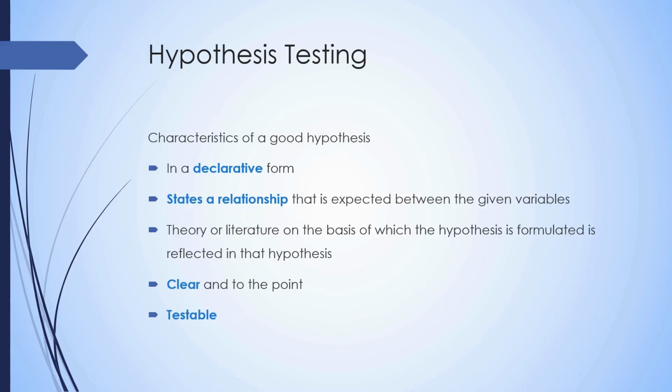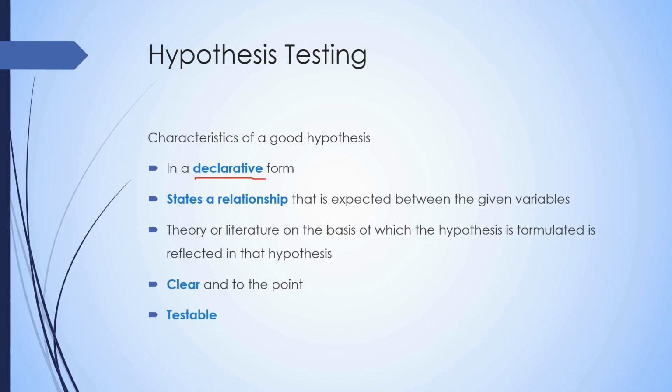Let's now see what the characteristics of a good hypothesis are. The first characteristic of a good hypothesis is that it should be in a declarative form. What is a declarative form? Where you are declaring something. It's a concrete statement where you are saying that there is a relationship between the student's motivation and his or her performance in the class. I'm not asking a question in hypothesis. Like, is there a relationship between the student's motivation and his or her performance? No, I'm not asking a question. I'm saying, yeah, there is a relationship. This is what is called a declarative form.